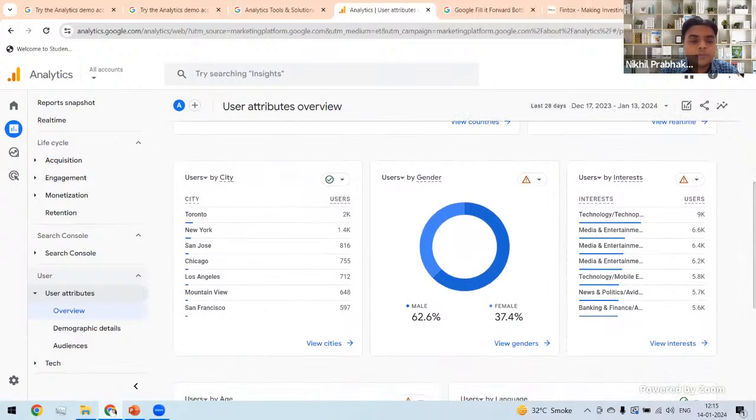Let's look at the location. So Toronto and New York mostly. Now look at this right hand side. You have the gender data. Okay, so mostly males are visiting.